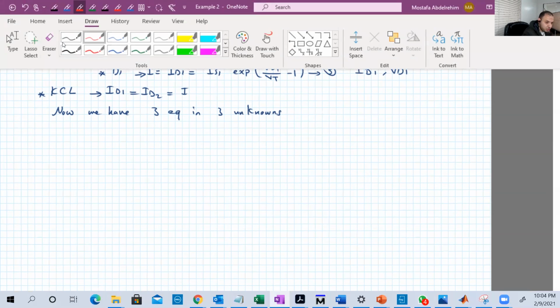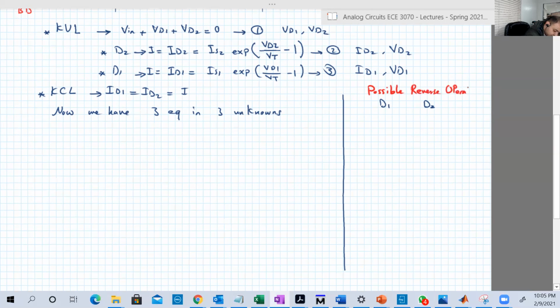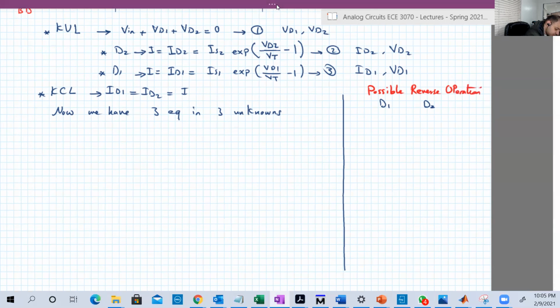So we have two diodes. Let's go back to our favorite color. We have diode 1 and we have diode 2. So the possible reverse operation, in another color.